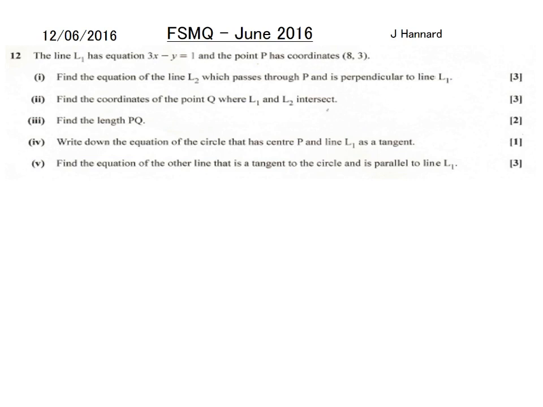The line L1 has the equation 3x minus y equals 1, and the point P has the coordinates 8, 3. Find the equation of the line L2 which passes through P and is perpendicular to L1. So y equals 3x minus 1, just rearranged the formula at the top here. Therefore your gradient of that line is 3, and we're told it's perpendicular, so that means our new gradient is minus a third.